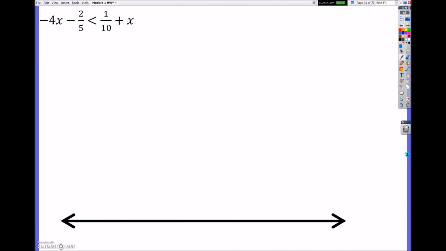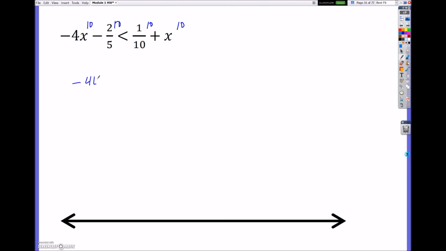All right, and let's go ahead and just look at one inequality. This may also be on your homework. It's a multi-step inequality now. Same idea, I'm going to use a fraction buster by multiplying each and every term by 10, because that's my LCM. So I'm going to multiply all these by 10. So I'm going to have negative 40x minus, this is going to reduce to 2. 2 times 2 is 4, is less than, these reduce, 1 plus 10x.